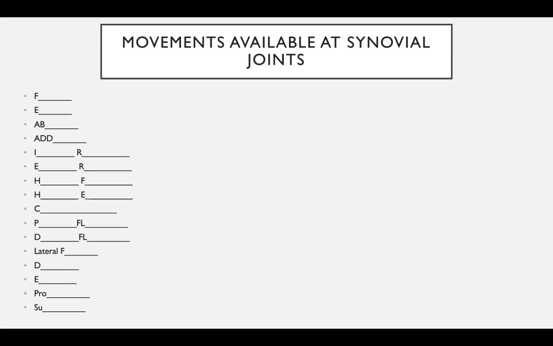Movements available at synovial joints. Can you just list all the movements available at synovial joints? Before you use this to help you out, I would put down shoulder, or ball and socket, and go through the movements available at the shoulder, then at the elbow, wrist, and so on. That may help you out a bit more. If not, use these to help you out. Pause this now.